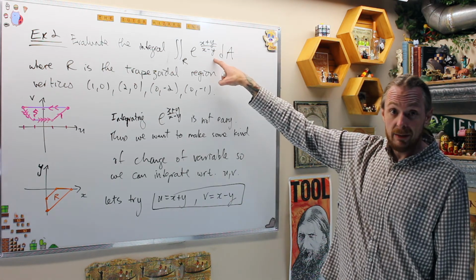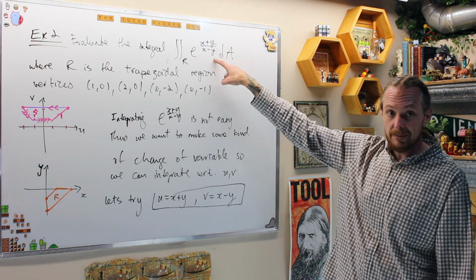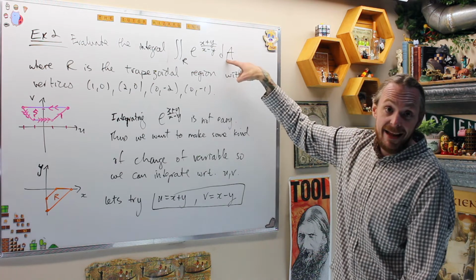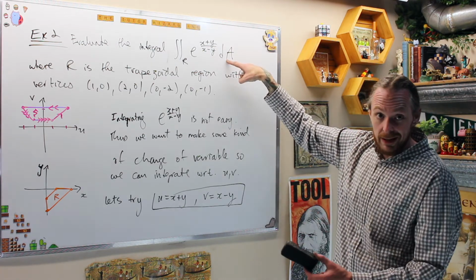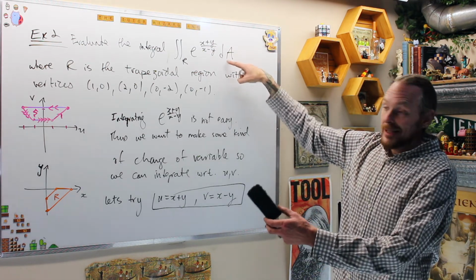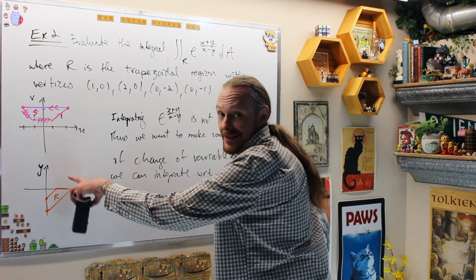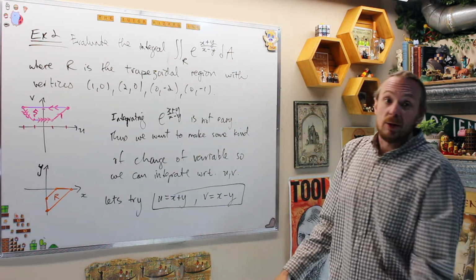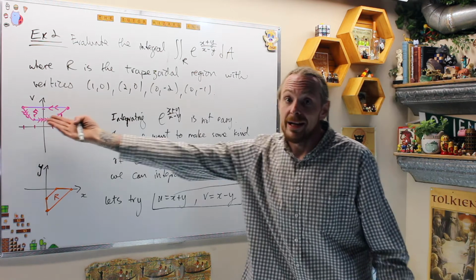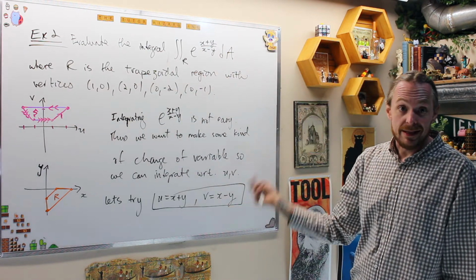It'll just be u over v, which I could probably deal with in the integration. But then the dA I have to deal with, and I'm going to do that with a Jacobian. But the other step that you have to do is, if my bounds were this to this, when I do the change, I need to see what my new bounds are going to be for this region when I integrate with respect to u and v instead of x and y.